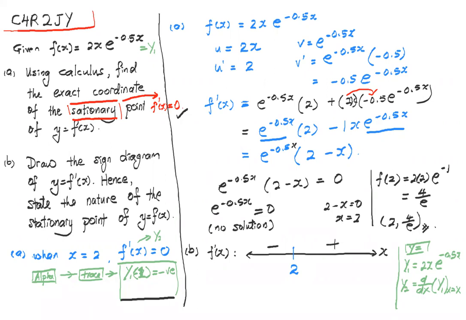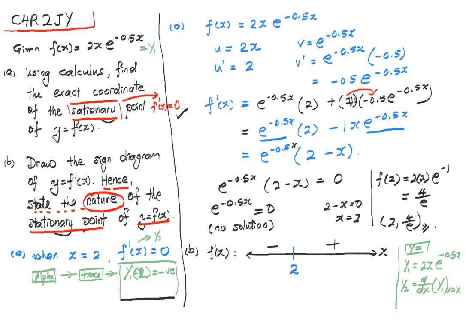Okay. So why do we want to draw the sign diagram of f prime x? If you look at the question, there's this part. It says, hence, state the nature of the stationary point of f x.